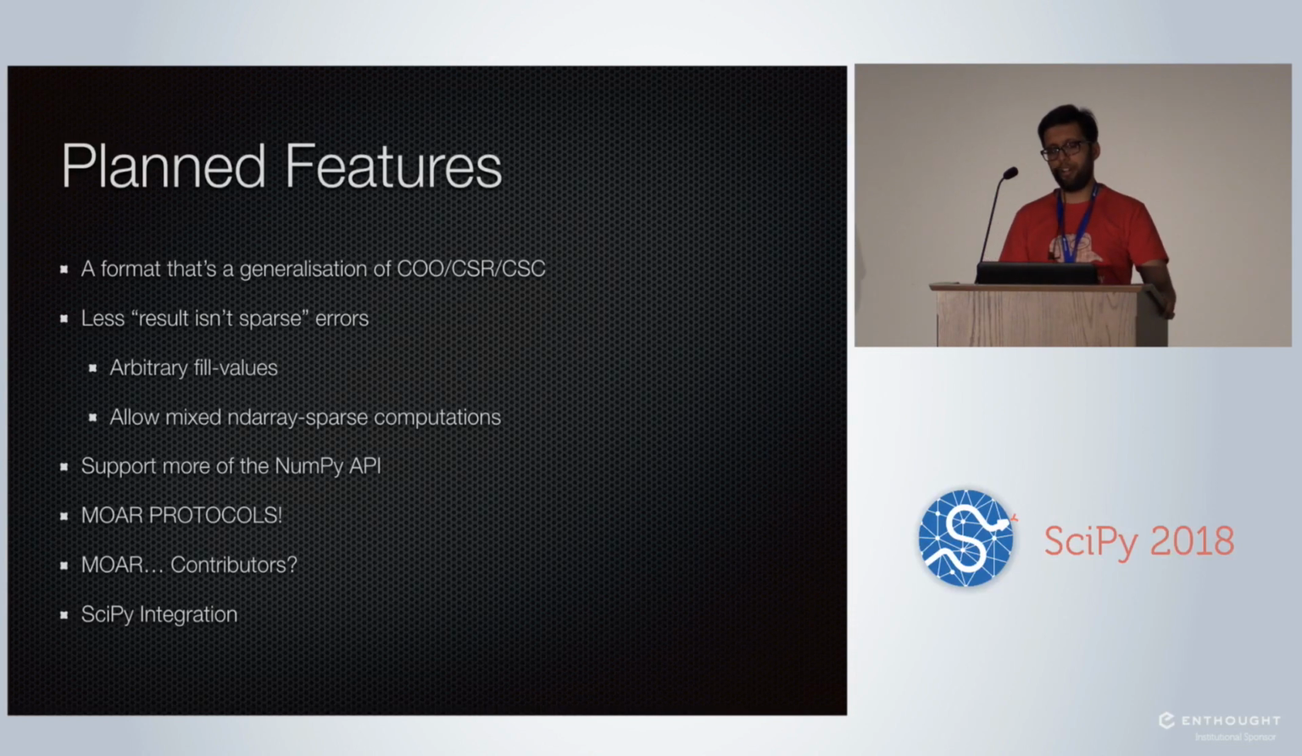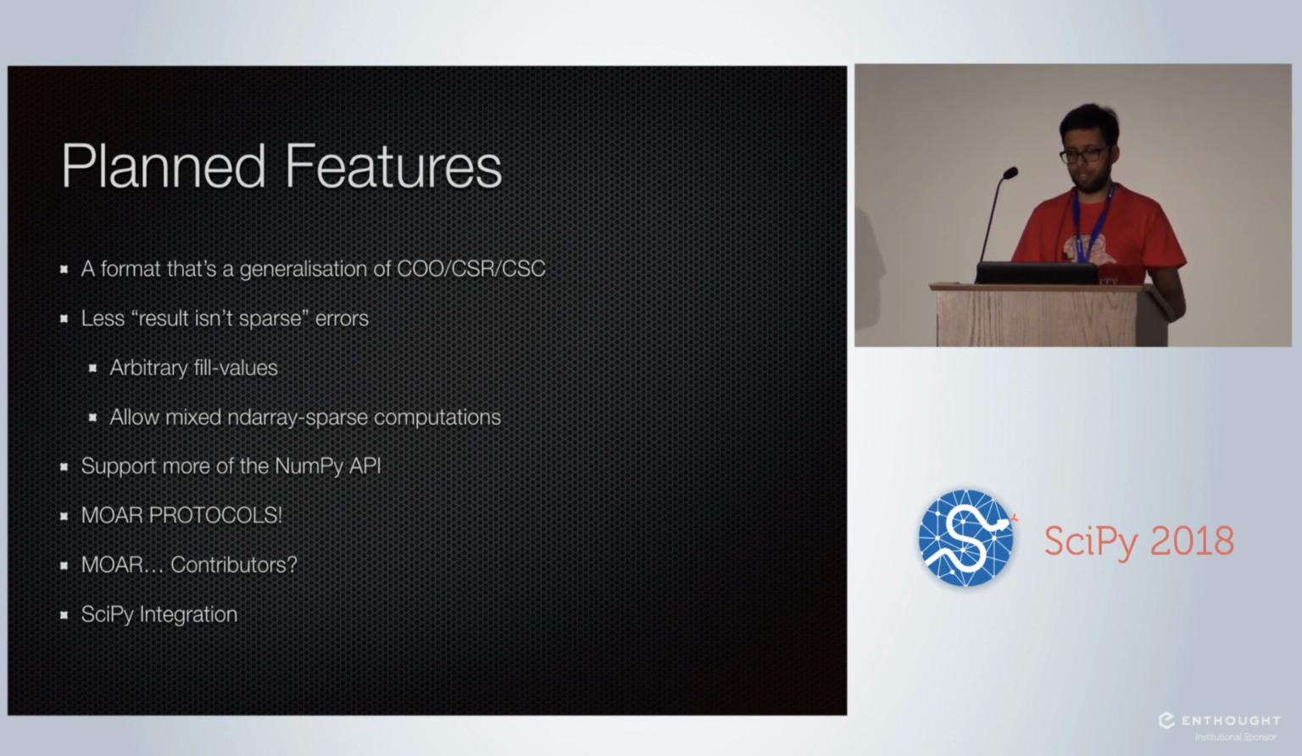Planned features that we have for this library: right now, COO is the only format that's supported. We also have the DOK format, which is more writable. But we plan to have a format that's a generalization of these formats, which would make sense in a lot of scenarios and for a lot of libraries that expect this format, such as, for example, scikit-learn. We tend to get a lot of result-not-sparse errors right now, sometimes in some operations. So we intend to make those lower by having a number of features.